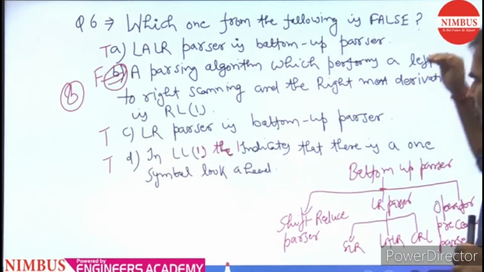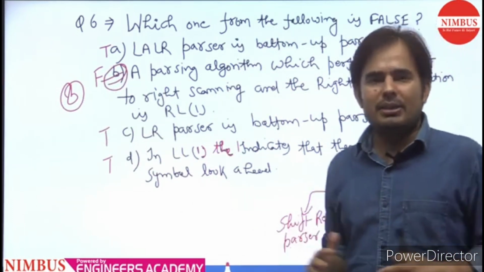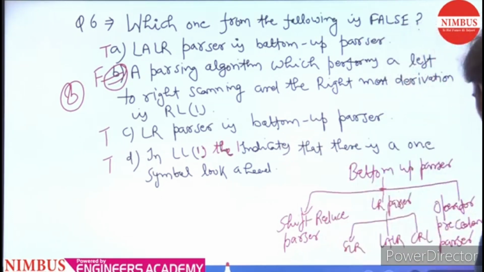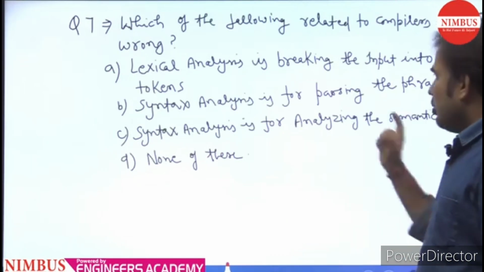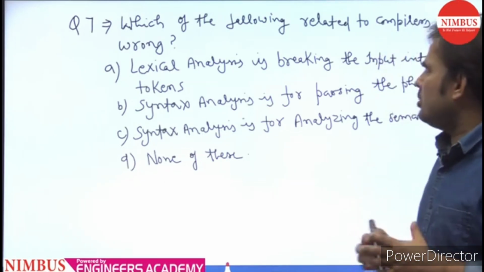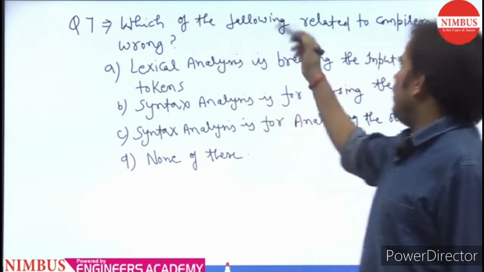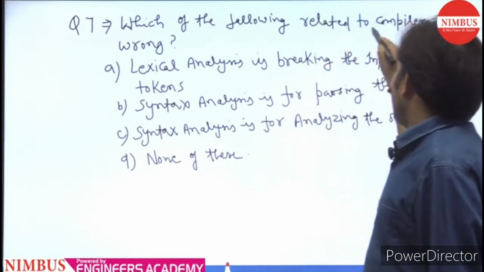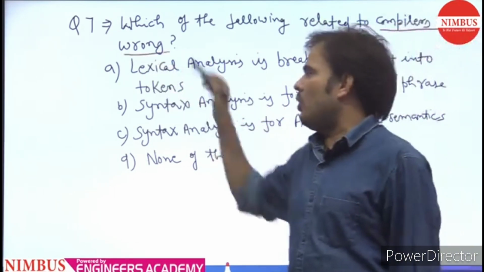Okay guys, questions of this type are asked a lot from compiler. All the concepts get applied in a single question, they ask you everything. So this is question number 7. Again a good question. Which of the following related to a compiler is wrong?